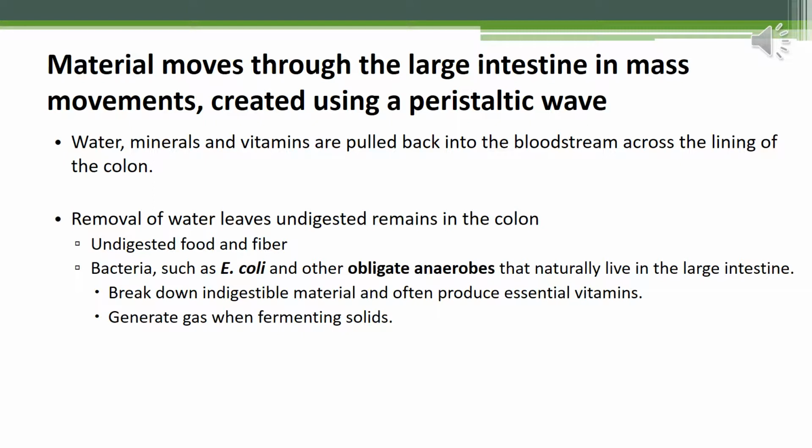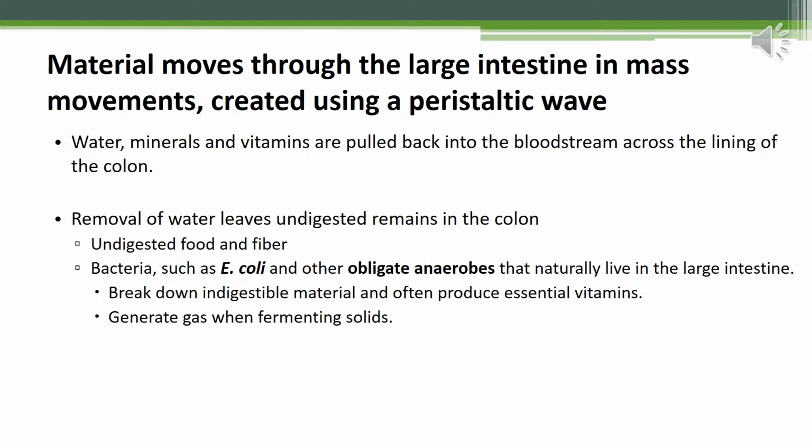So like I said, material moves through the large intestine in mass movements, and these mass movements are created using a peristaltic wave, just like any other movement of material through the digestive system. And like I also said, the colon reabsorbs water, minerals, and vitamins and pulls them back into the bloodstream across the lining of the colon. And this removal of the water within the colon leaves undigested remains in the colon. And these undigested remains, or feces, are made up of undigested food and fiber.